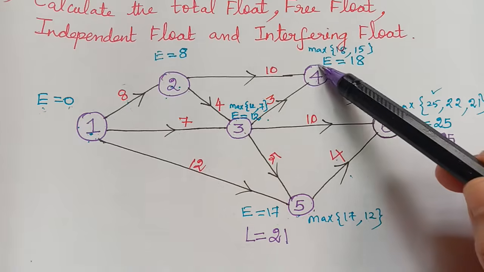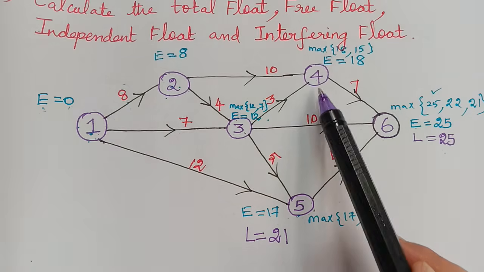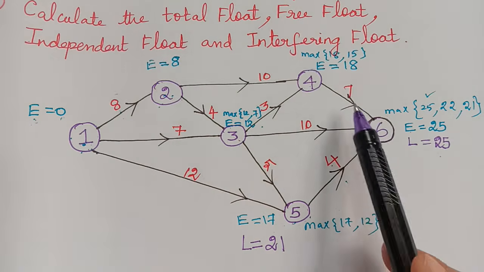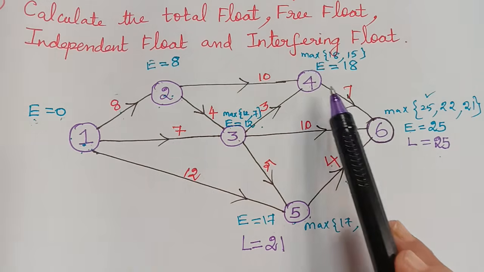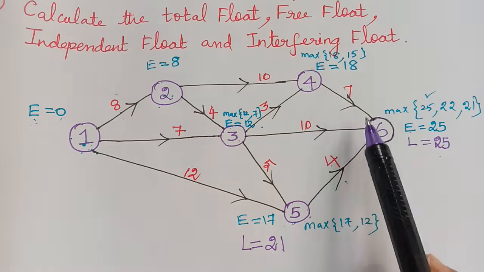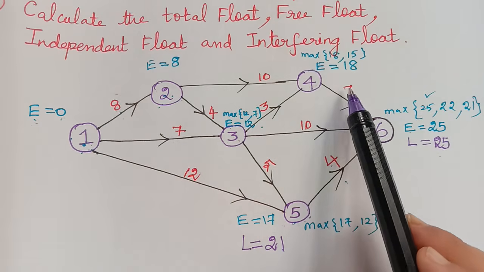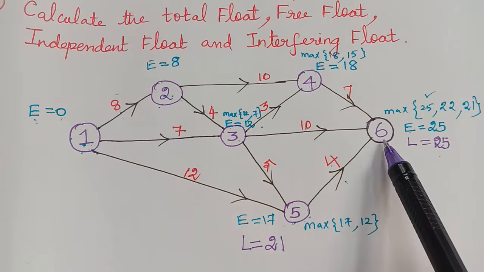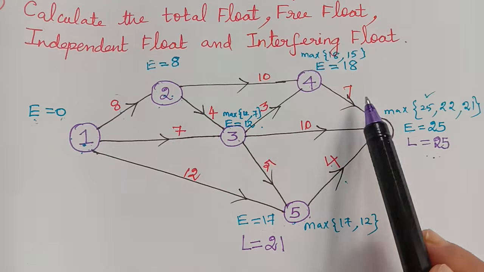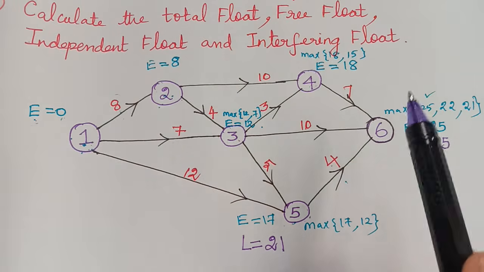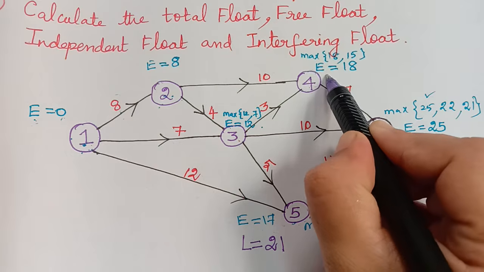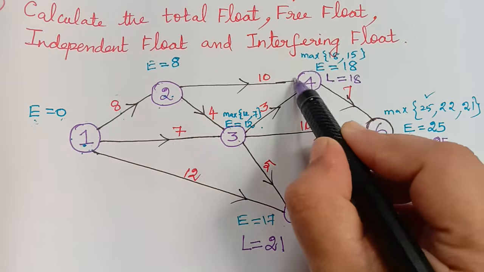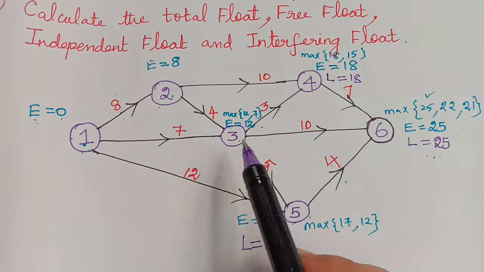Now for 4, we see how many activities are emanating from 4. There is only one activity emanating from the event 4, and the duration for that activity is 7 weeks. The value of L for 6 is 25. So we subtract 25 minus 7, which is 18. So the latest occurrence L is 18 for this event 4. Now after 4, we should move on to 3.